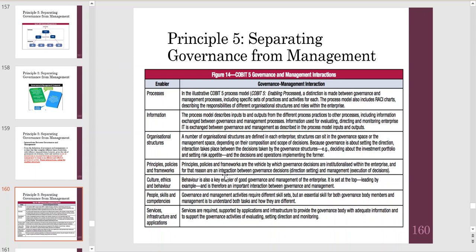Principles, policies, and framework, usually these are set by the board. That's why the board is setting the direction for the company to follow, the desired direction. So that's why, see here, direction setting. And the management then executes these directions. So there are very clear distinctions: policy, procedure, framework at the board level, then the management will be executing, converting this into actions, procedures, processes, steps to be followed.